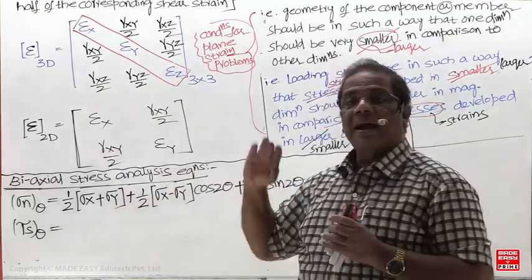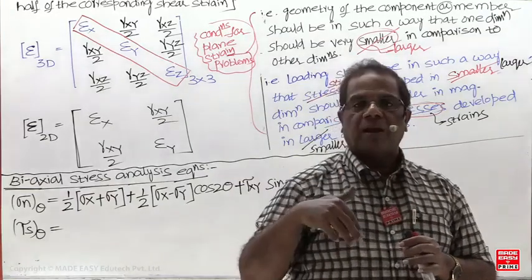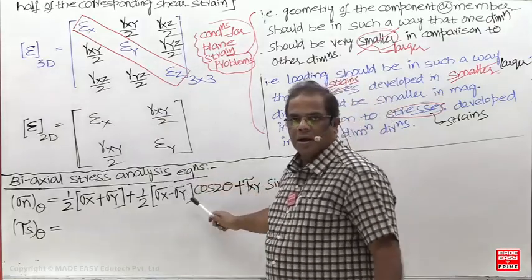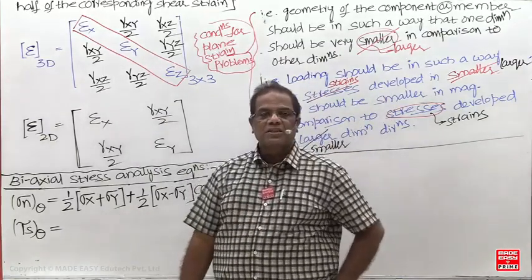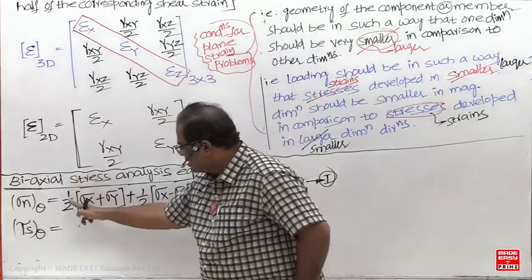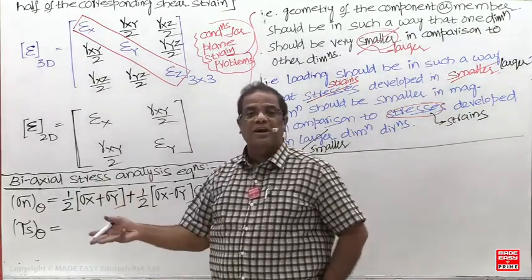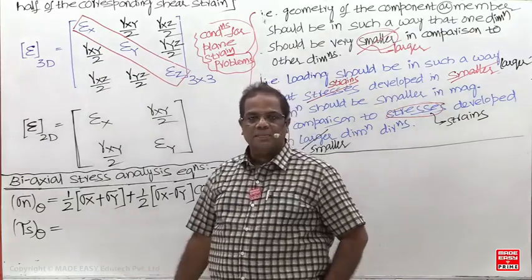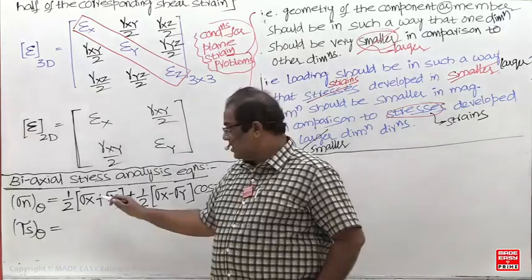The epsilon n and sigma n equations are compulsory. The tau s equation is optional. If you are able to remember it, well and good. Otherwise, this one is compulsory. If you know this equation, you can write it down directly. What change do you have to make? Make the first term 0. Suppose you don't remember this and want to derive it, it will take some time, but I am going to derive it in the principal stress chapter. But this is compulsory.